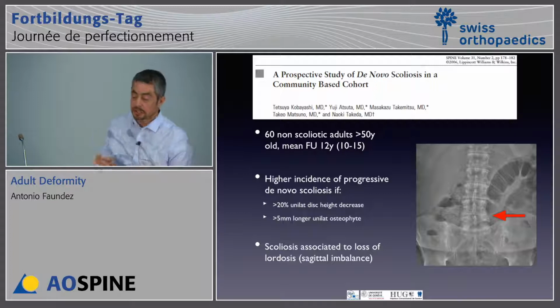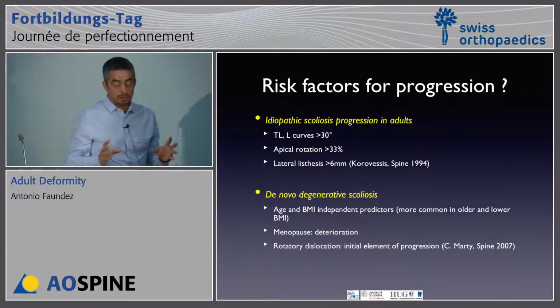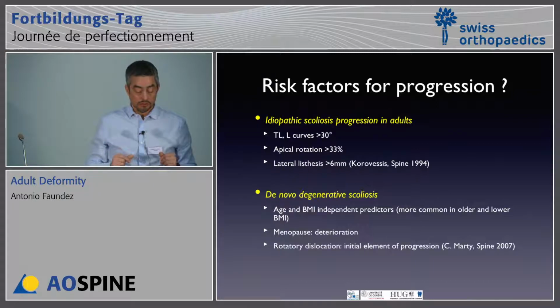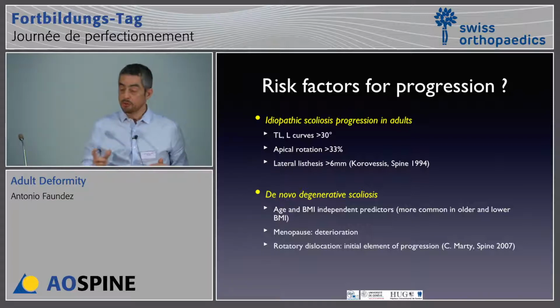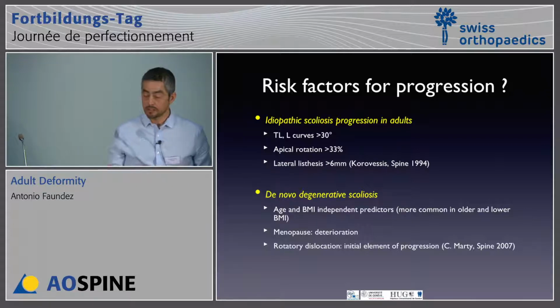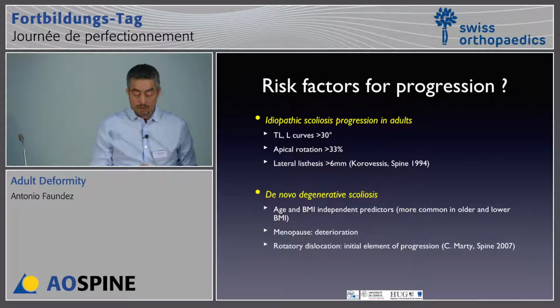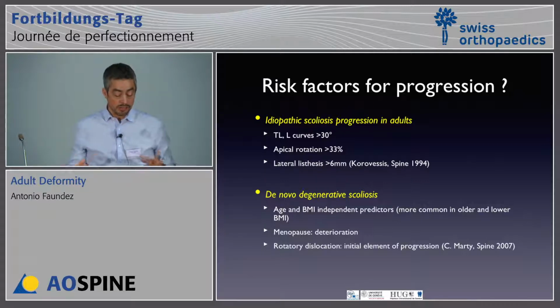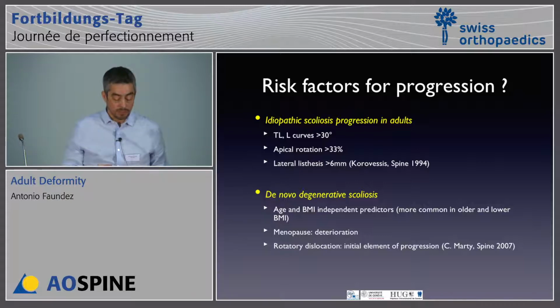So the scoliosis, as I said before, is always associated in degenerative cases with kyphotic deformity. So the recognized identified risk factor today for progression in idiopathic scoliosis in adults is if you have a thoracolumbar or a lumbar curve over 30 degrees with apical rotation of more than 33% and a lateral listhesis of more than 6 millimeters. And for de novo degenerative scoliosis, so no previous idiopathic scoliosis, age and BMI are independent predictors. What does it mean? It means that degenerative scoliosis is more common in older and lower BMI patients.